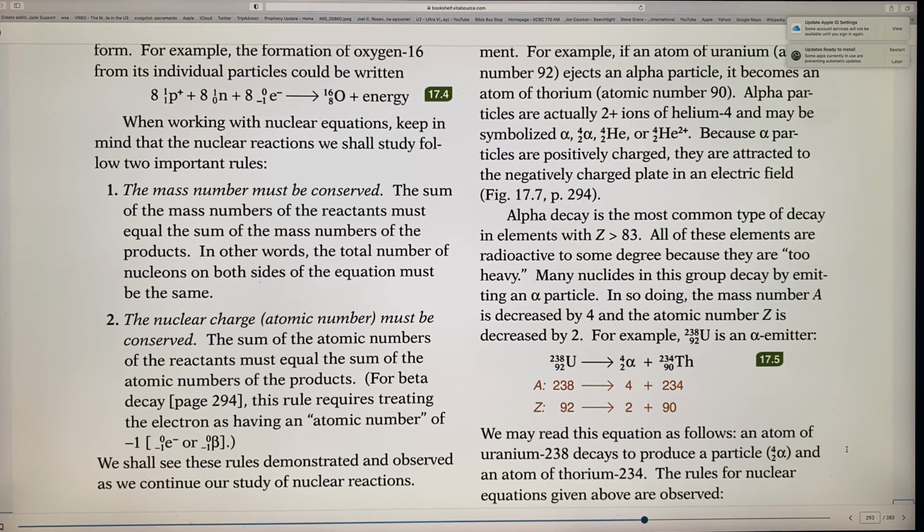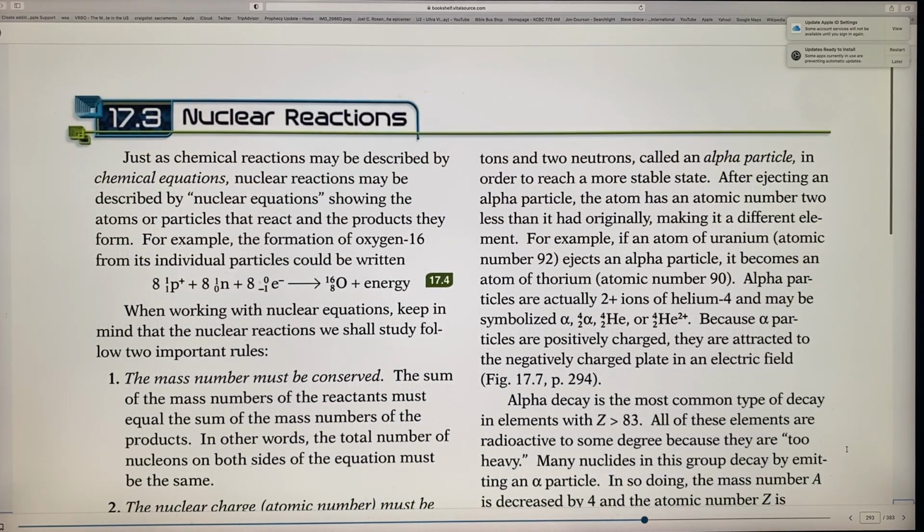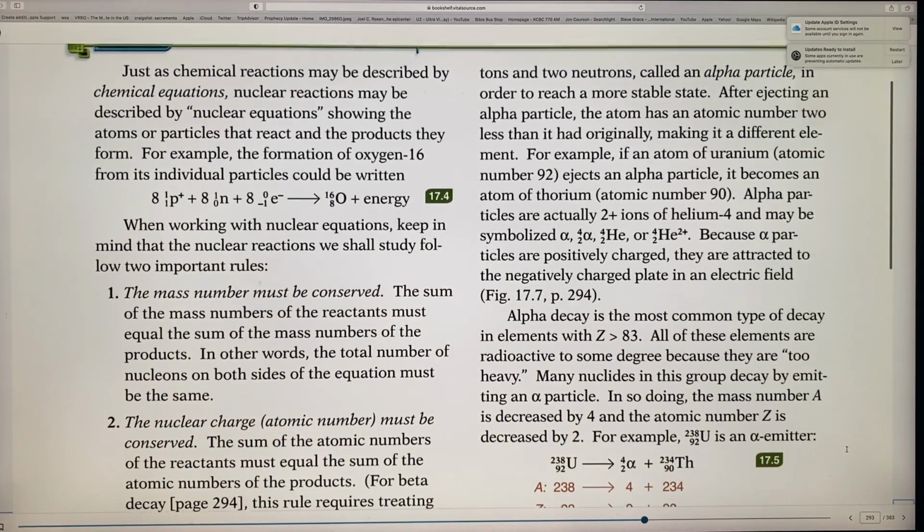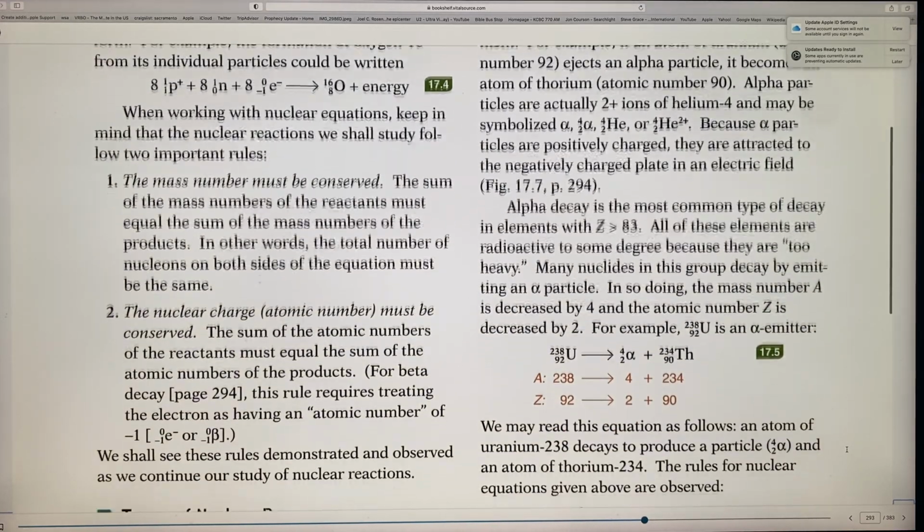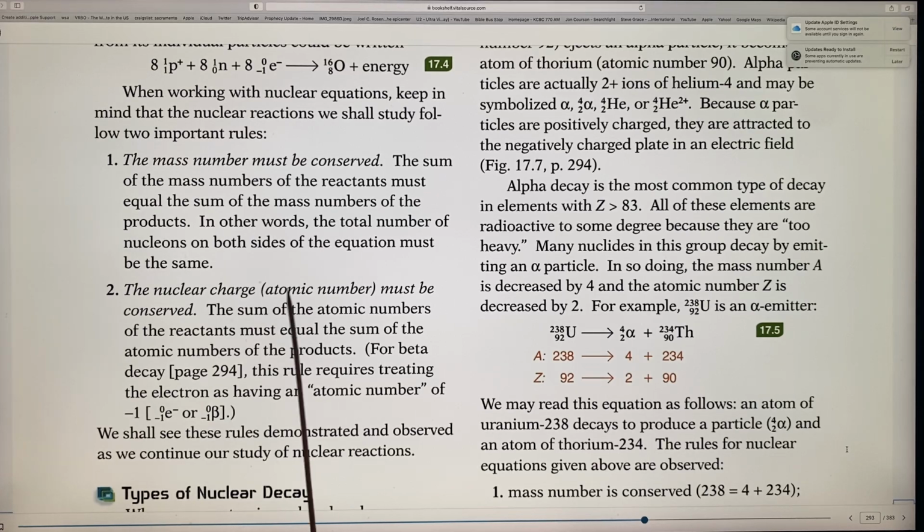Just know the conservation, so that when you have an equation like that and you add these up, it's going to have to equal the same on this side as on this side, right? That goes for the mass number and the nuclear charge, or the atomic number. The atomic number is the positive charge. Remember, the positive or negative charge is the atomic number.